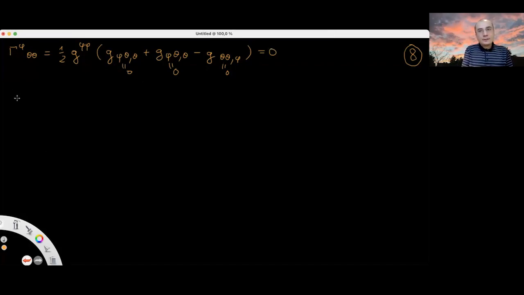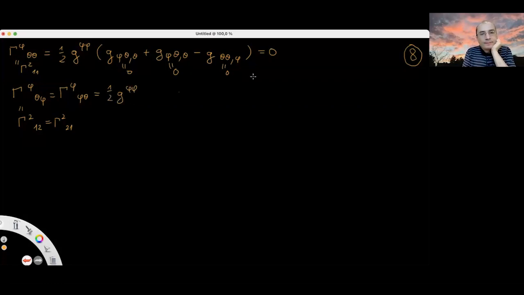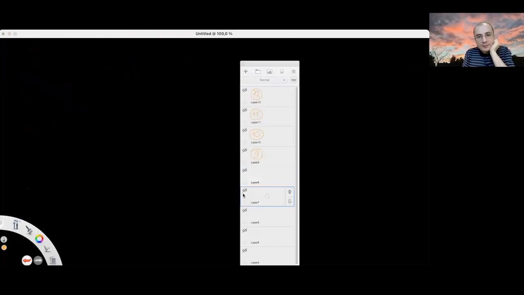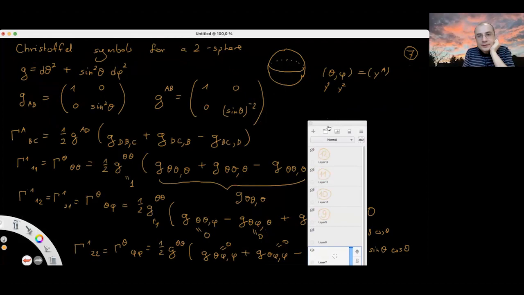Okay. The only non-vanishing one is actually gamma phi theta phi. This you can also write as gamma 2 1 2, equal to gamma 2 2 1 as well, because of these being symmetric, so it's also gamma phi phi theta. So here we have again 1/2 g^phi phi, and that's, if I remember correctly, sine to the power of minus 2. Yes, it's sine theta to the power of minus 2.